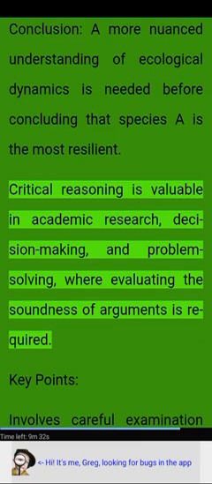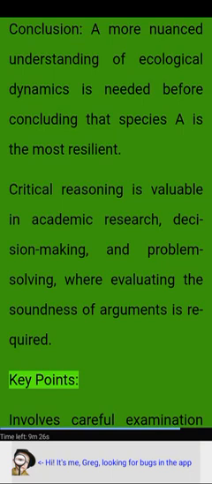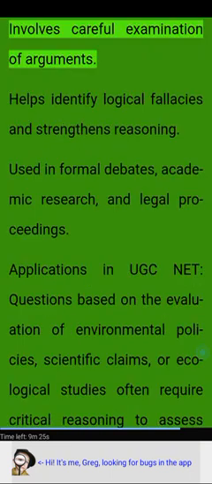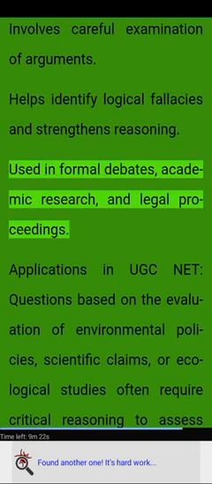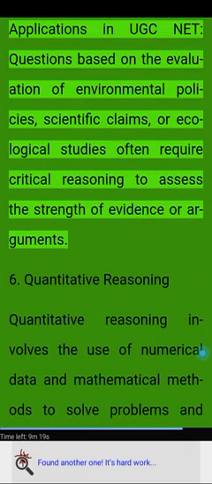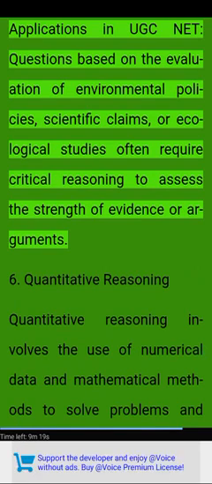Critical reasoning is valuable in academic research, decision-making, and problem-solving, where evaluating the soundness of arguments is required. Key points. Involves careful examination of arguments. Helps identify logical fallacies and strengthens reasoning. Used in formal debates, academic research, and legal proceedings. Applications in UGC NET. Questions based on the evaluation of environmental policies, scientific claims, or ecological studies often require critical reasoning to assess the strength of evidence or arguments.